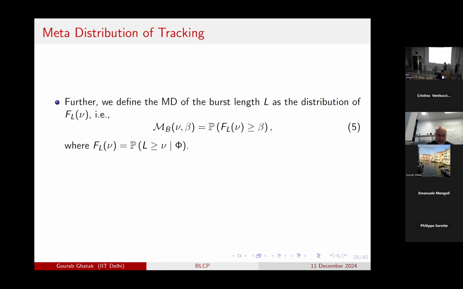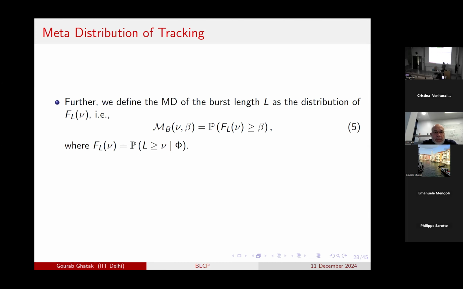Yeah. So here it becomes a bit more really a stochastic geometry metric, where I want the meta distribution of the burst length, which means that I want the probability that the conditional CDF of the burst length is greater than beta.